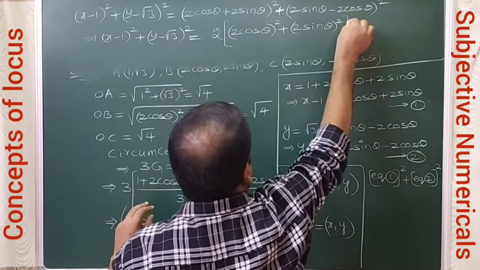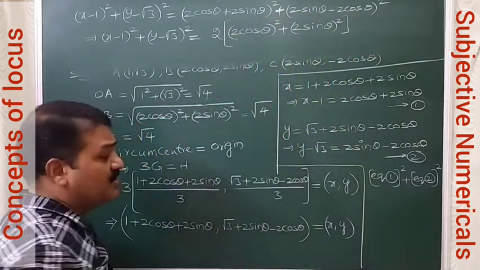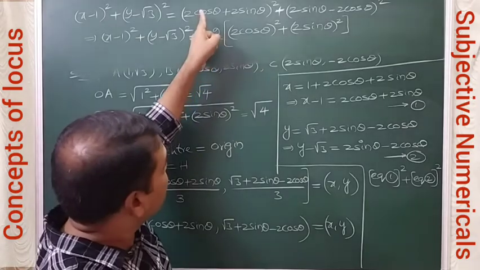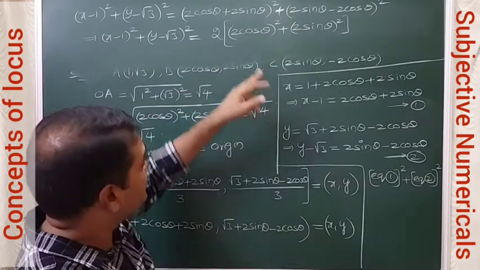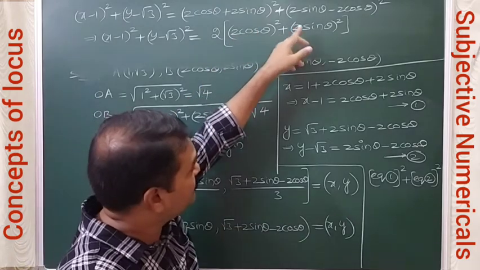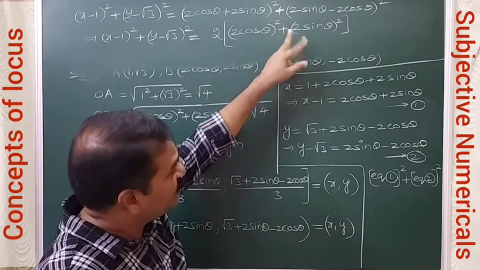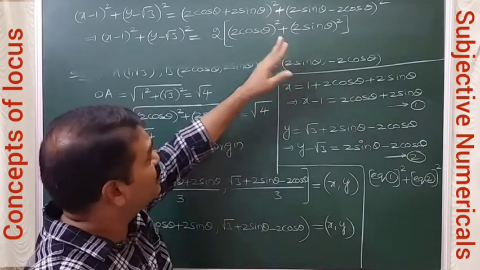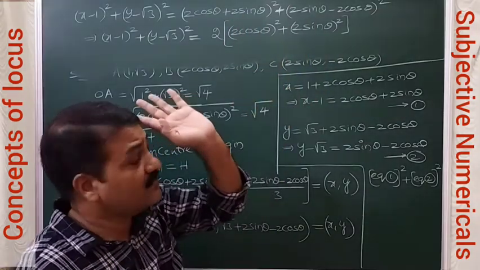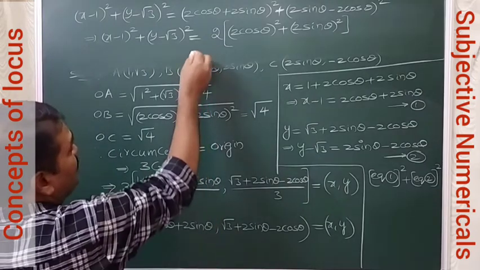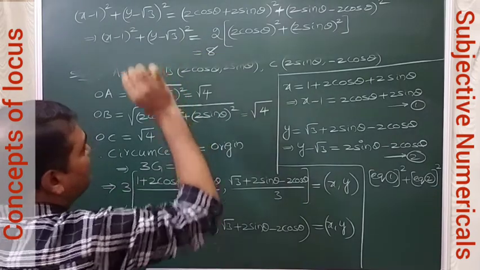Okay, so (a+b)² + (a−b)² means 2 times the square of the first term plus the square of the second term. So this is 4cos²θ + 4sin²θ. When you take 4 common, it is 4 into (cos²θ + sin²θ), which is 1. So what is the RHS now? This RHS we will get 8.